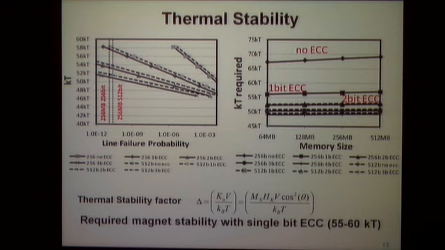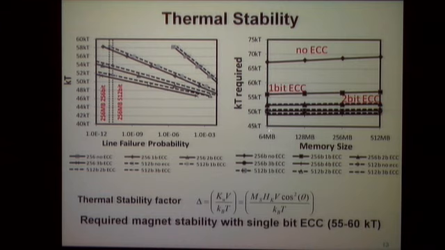I can translate that into another plot where I have the memory size on the x-axis and the kT required. This is a very typical terminology for how much energy you would store in the magnet for you to be able to get enough yield. So what's the kT requirement on the y-axis, and I have memory sizes on the x-axis. We see that it's more or less independent of memory. It's not that if you go to a really large memory, you need a lot more storage energy, or you can trade it off very easily.